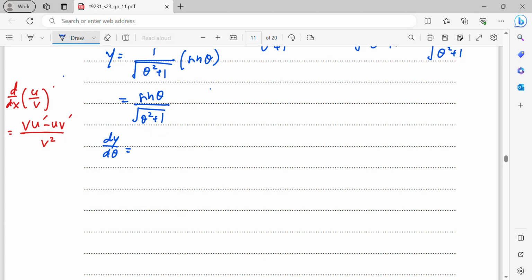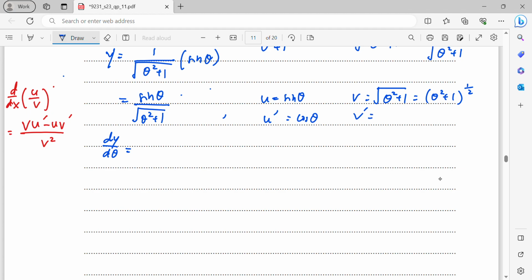So now I can write down my u and v first. My u is sine theta. So let's say I write here my du over d theta, which is my u prime. Differentiate sine theta, it will be cos theta. Then v is the square root of theta squared plus 1. This is the same as the power of half of theta squared plus 1.